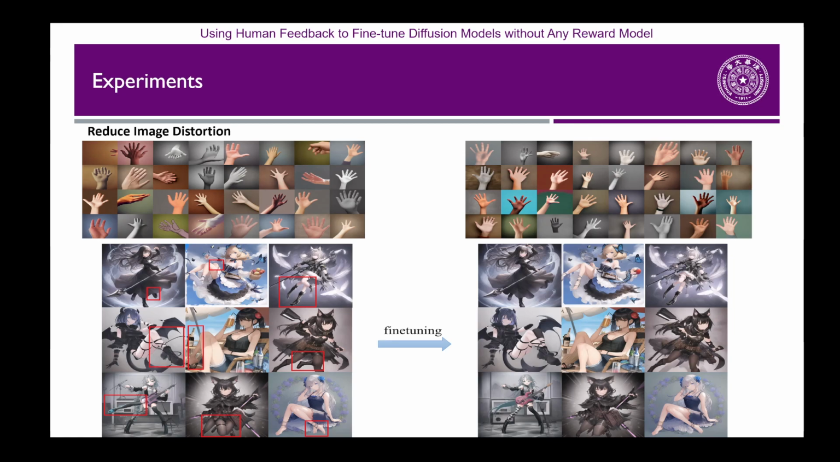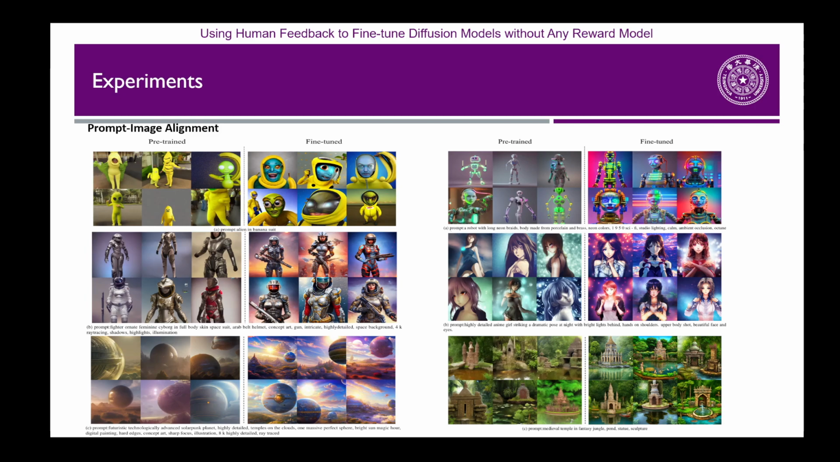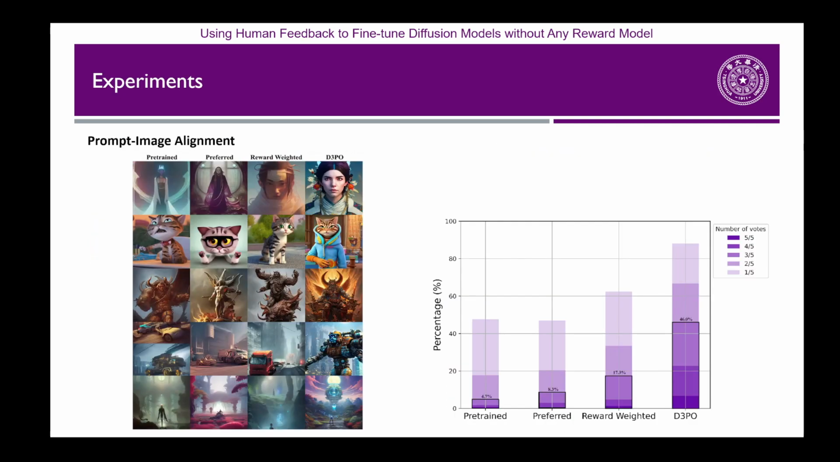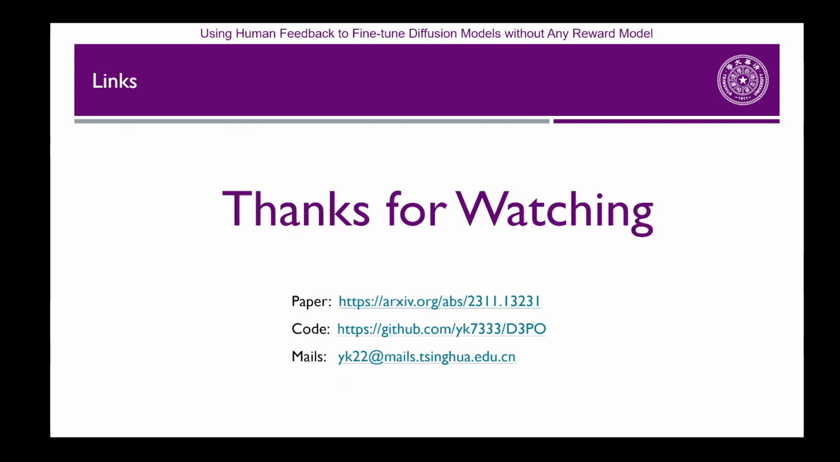In the reduce image distortion experiment, we improved the fidelity of hand and person generation using human feedback. The left image shows the output generated by the pre-trained model, while the right image depicts the results after fine-tuning using the D3PO method. We conducted experiments on prompt image alignment, and the results before and after fine-tuning are shown in the figure. It can be observed that after fine-tuning, the images better match the description provided by the text. We compared our method with others, and based on human voting, evaluated the final results. It was found that our method obtained a higher number of votes, indicating that the generated images better corresponded to the provided text.